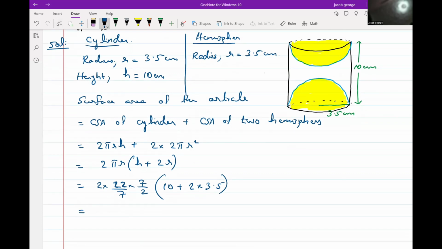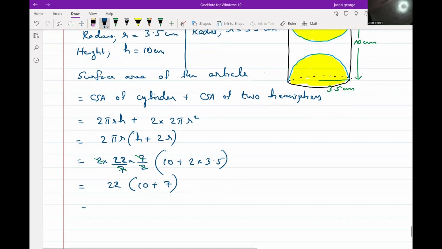So we can cut 7, then 2. So 22 into 10 plus 7, which means 22 into 17. Multiply, children. 22 into 17, you will be getting the answer. Andrew, correct answer. Sri Nigesh, check the answer again. Dejwa got correct answer. Other children, please multiply and send the answer in the chat box.